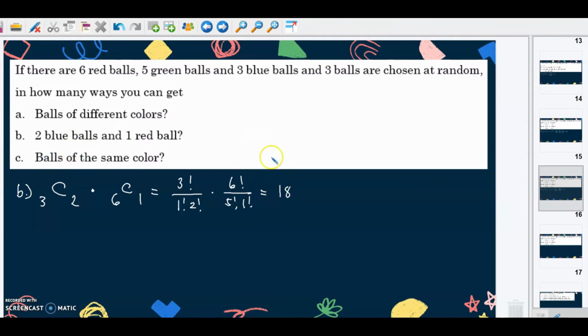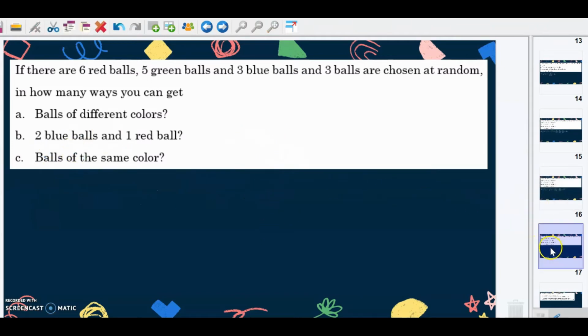So we're done with letter B. Now, let's move on to the third or the last question or problem for problem number 5. So in how many ways can you get balls of the same color? So in this case, for the third case, all 3 balls should have the same color.